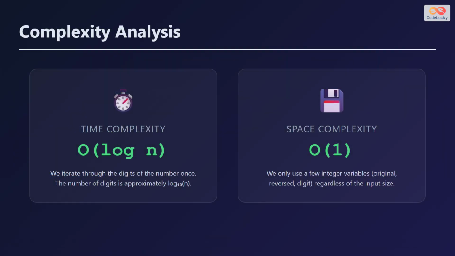Let's analyze the performance. The time complexity is big O of log n because the number of iterations matches the number of digits in the input. The space complexity is big O of 1, or constant space, because we are only using a few variables to store integers, regardless of how large the input number is.